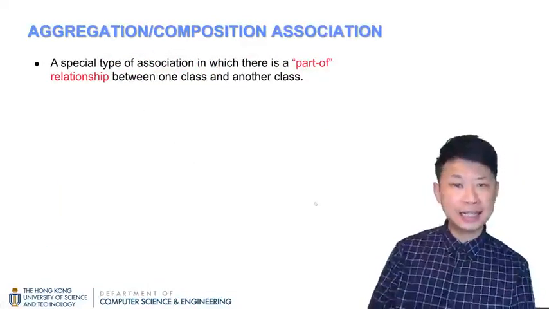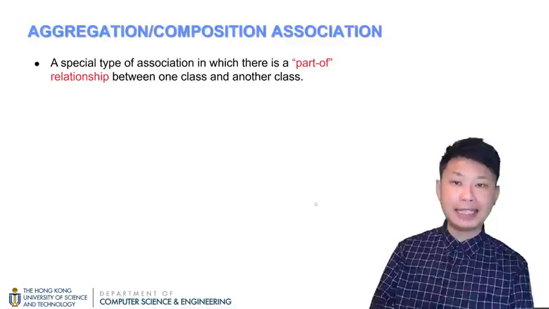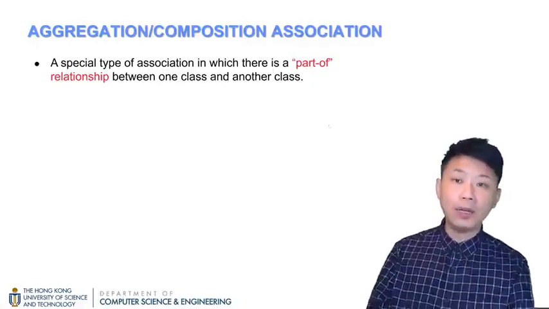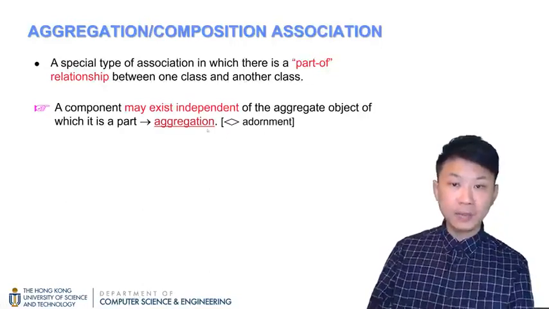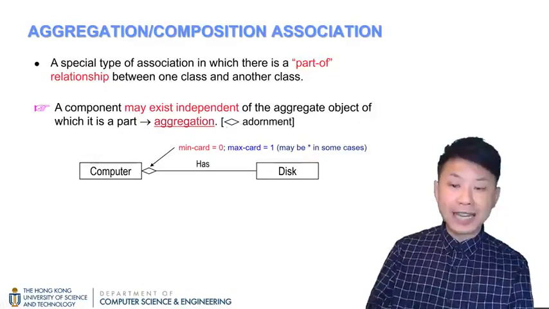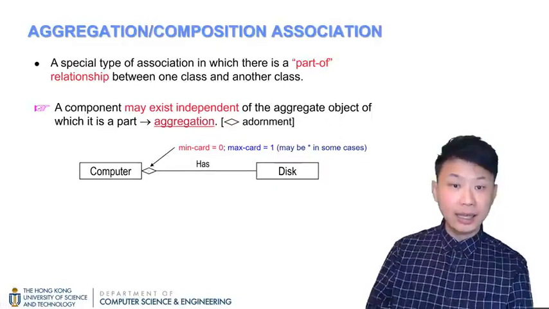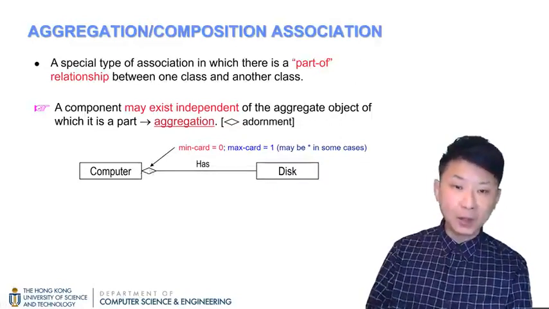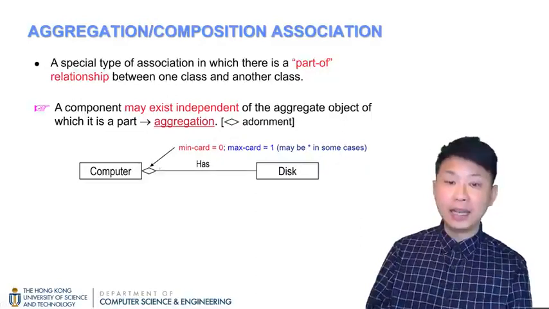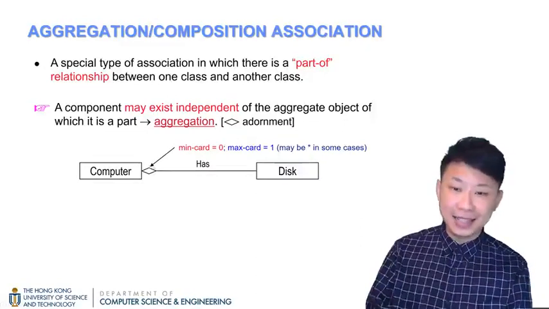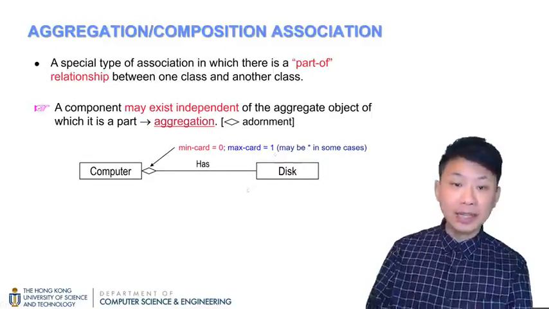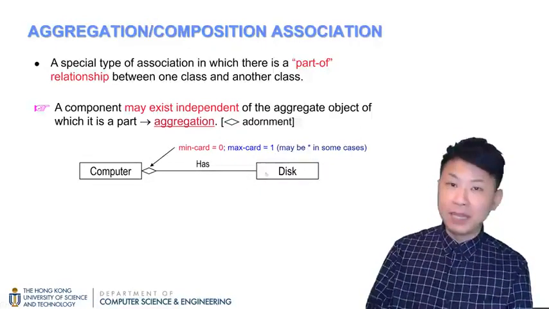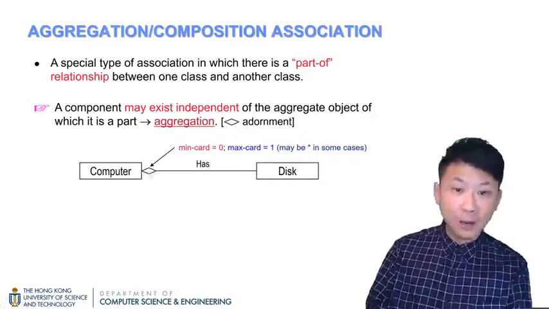And then the last type of association that I'm going to cover in this lecture is what we call aggregation or composition. For composition, we use a hollow diamond. If we are using a hollow diamond, then the multiplicity on this side is going to be 0 up to 1. That means a disk may be associated with 0 computer or 1 computer if it's a hollow diamond.